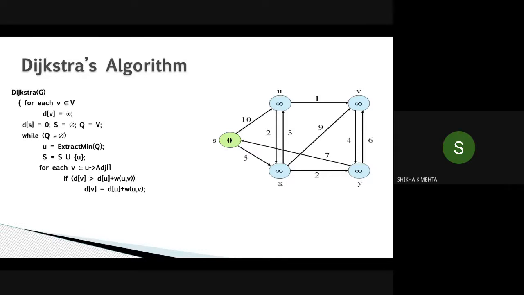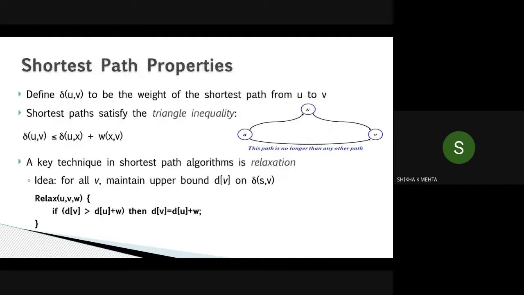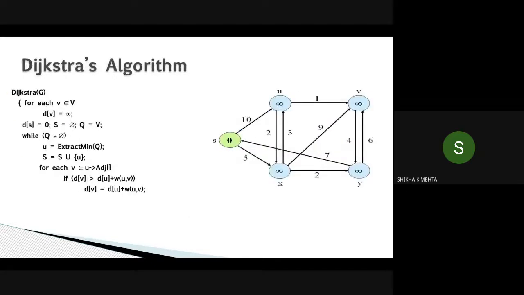So initially we assign all the values as infinity, the maximum values, the upper bounds, as I said. In the previous step, we said the idea is that for all v we maintain an upper bound distance dV on delta SV. So initially we have assigned the maximum value, that is infinity, to all the vertices. In the pseudocode also you can see, for each vertex V belonging to the complete set of vertices, dV is equal to infinity.